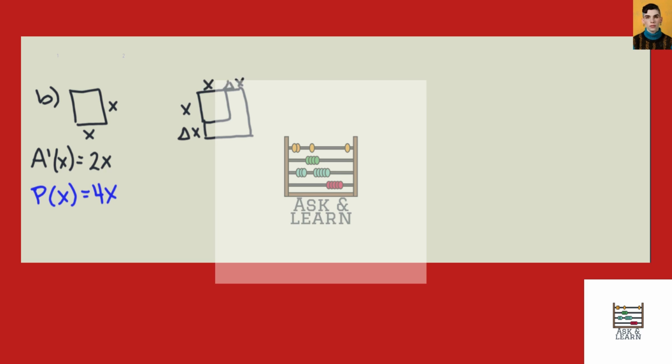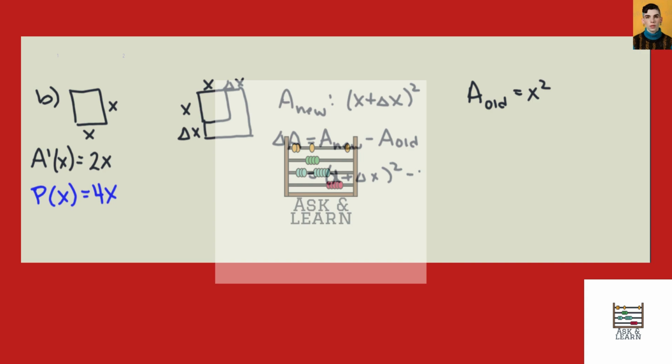So the area of the new square is x plus delta x quantity squared. And the area of the old square was just x squared. So what's the change in area? The change in area is the area of the new square minus the area of the old square. And that would be x plus delta x quantity squared minus x squared.